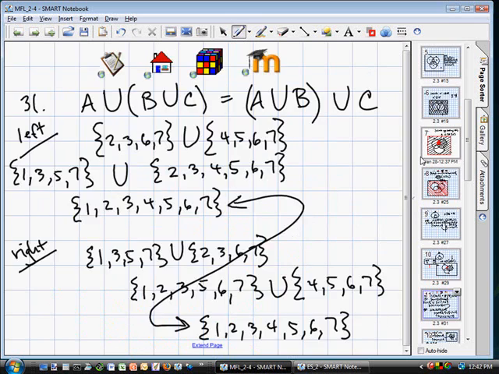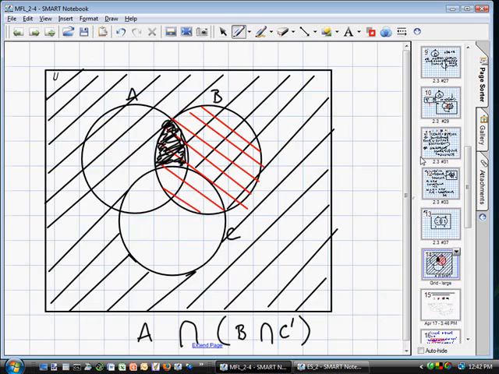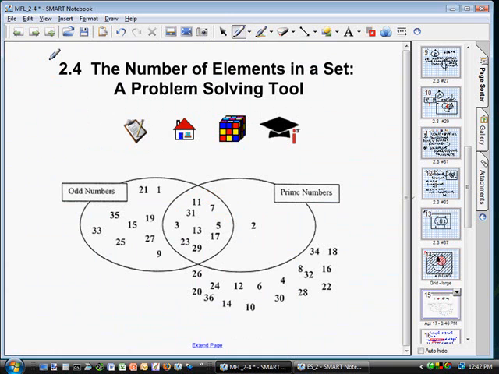Here's the title, if I ever get there. You know what? That looks like 21, doesn't it? I just hadn't numbered it. It's a little bit neater than the one I just did too. So, okay. The lesson for today is the number of elements in a set. The number of elements in a set, a problem-solving tool.